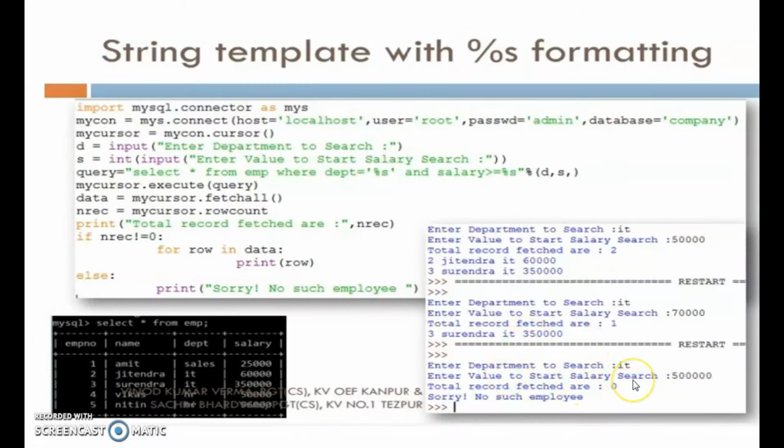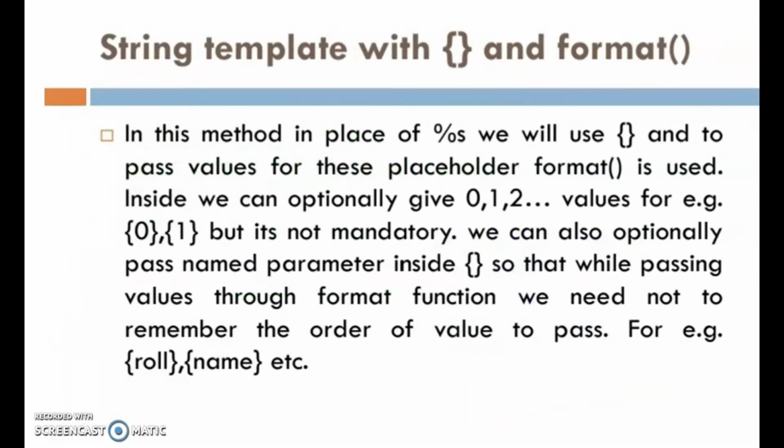One more output: department IT, and for enter value to start salary search, 5 lakh we gave. So the total records fetched are 0, and "sorry, no such employee." Okay, children, now I believe you understood how the program is working. If it's not clear, please watch the video once again. If anyone has any doubt, clear your doubts in the live section. Let's move on with the next topic.